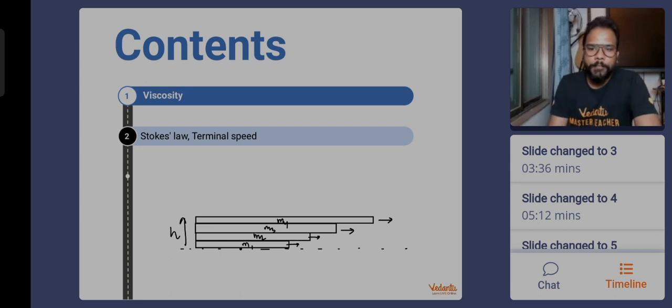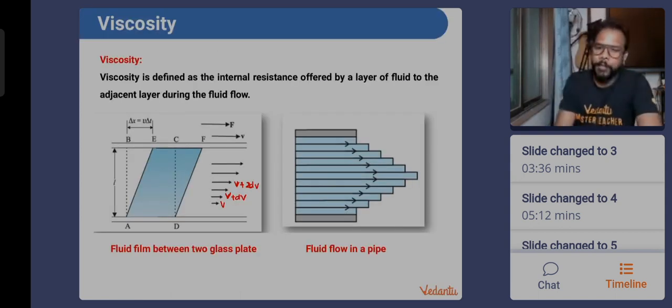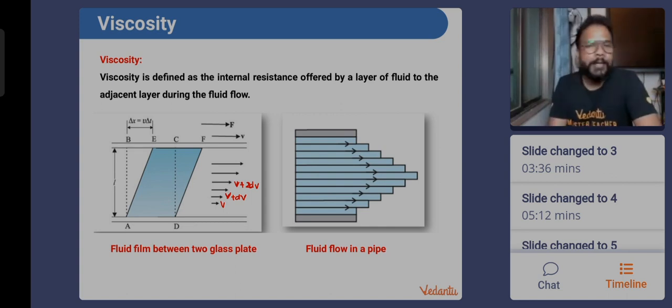Yes, sure. So is it laminar flow? Basically, in our discussion we are assuming that things are going laminar only. Okay, Darshan. So everybody, viscosity technically is defined as the internal resistance offered by a layer of fluid to the adjacent layer during the fluid flow. Simple. So all the layers will try to resist the adjacent layer's motion. They will hinder the motion of the next layer.